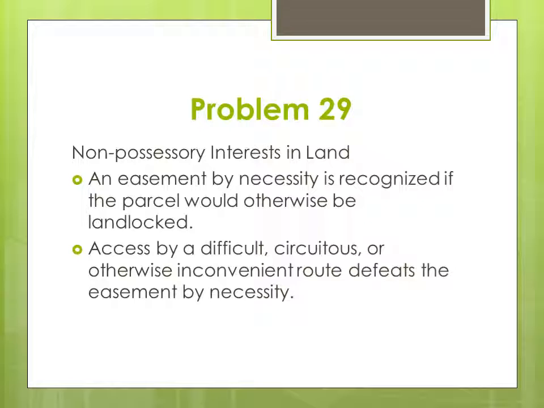So the question asks, an easement by necessity is recognized when A, a parcel of realty is conveyed that is inaccessible or accessible only by a difficult route, and that is incorrect. B, a grantee but not a grantor is left with a difficult access to realty as a result of a conveyance, and that is incorrect. C, a landlocked parcel of realty is conveyed, and that is the correct answer. Answer D is incorrect because a grantor but not a grantee is left with a difficult access to realty as a result of a conveyance.